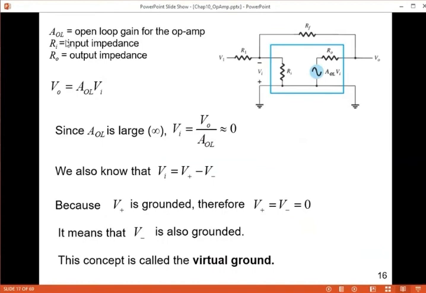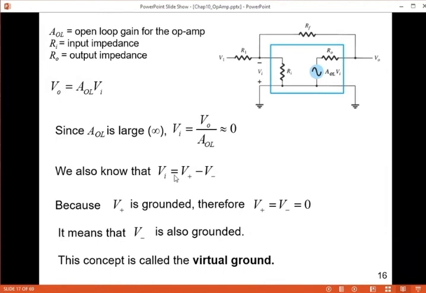So the open loop gain is AOL, Ri is input impedance, Ro is the output impedance, VO is measured as the multiplication of A open loop times V in. And V in comes from the inverting input terminal. Since A open loop is large, we consider infinity gain. Vi is equal to Vo over the open loop gain. Because this is a large value, it will make Vi almost zero.